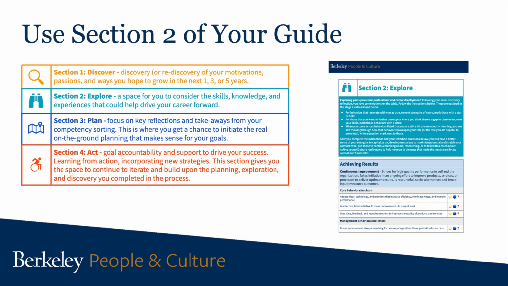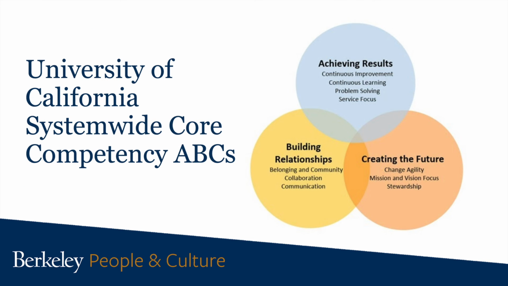The Achieving Results A cluster provided you with a foundation for planning to get the work done more effectively in the University of California. The Building Relationships B cluster gives equal importance to how we treat one another at work through belonging and community, collaboration, and communication. All right, so let's press fast forward as we speed into the future, continuing to the third cluster in the UC System-Wide Core Competency ABCs, C, Creating the Future.